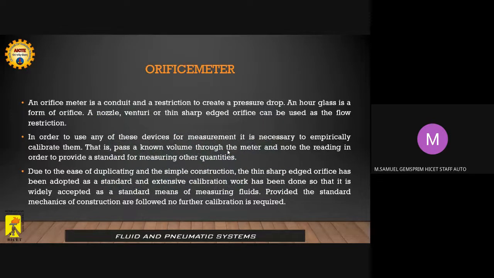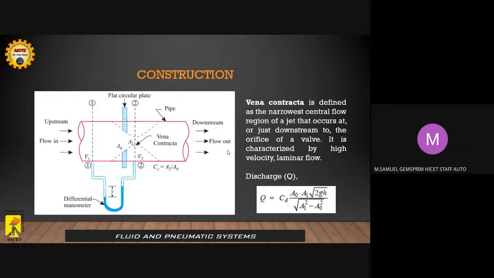Then we got the orifice meter. The orifice meter is a little modified form of venturi meter, which almost uses the same kind of working principle, but the setup is very simple. You can see the cross section of an orifice meter. Here we don't have any additional converging diverging kind of setups. Simply we have only one orifice.